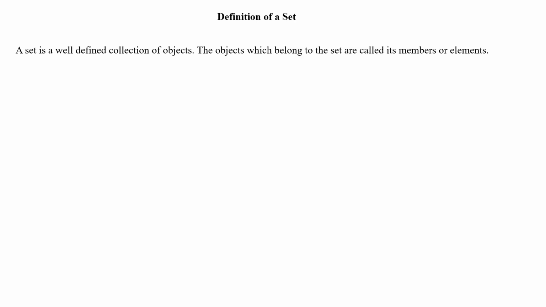First of all, we'll see the definition of a set. A set is a well-defined collection of objects. The objects which belong to the set are called its members or elements. So what is the meaning of well-defined here? For that, I will give you one example.